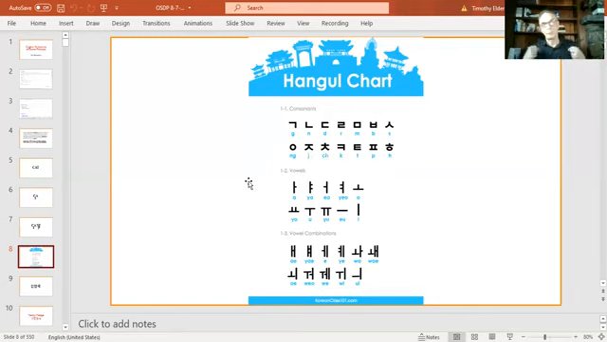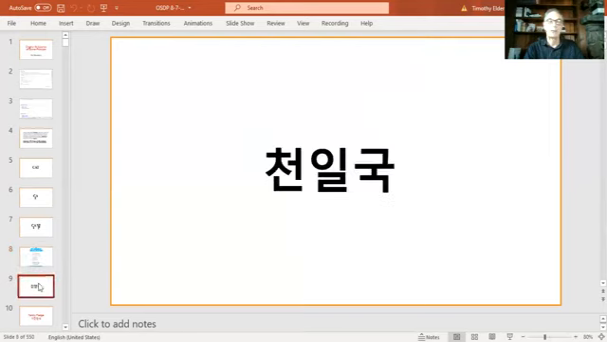Aspirated means that you're putting out more breath, more air when you pronounce it. So this one, I'm not a native Korean, so don't take my pronunciation too seriously. But this is more like a J, and this is more like a CH. Okay, this is more like ch, and this is more like ch. So you can hear the air coming out, right? Ch. Okay, so that's good.